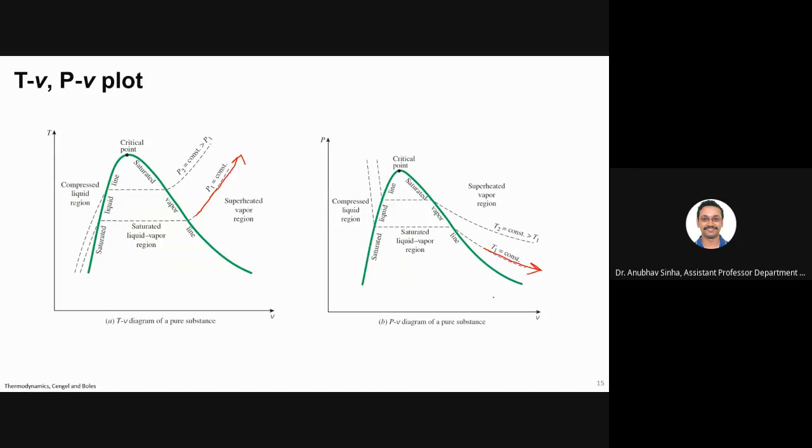Is this plot clear? What are the different regions? Yes, sir, it means for each substance there is a different dome graph. Yes. Sir, above critical point, does the substance directly sublimate? That will come when we talk about sublimation. We will talk about the PVT surface.